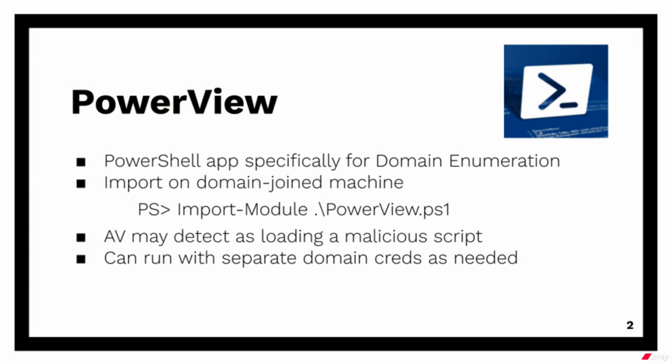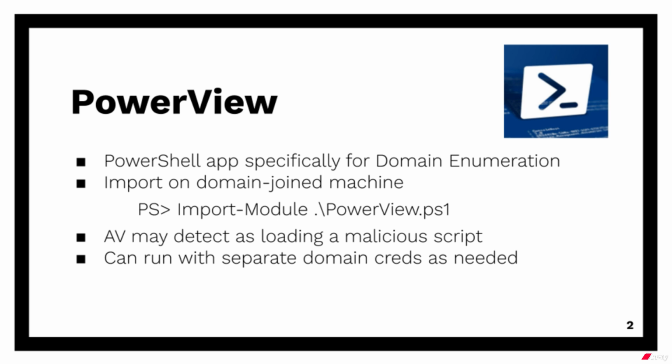PowerView is a tool specifically designed for Windows domain enumeration. It's written in PowerShell and part of the PowerSploit project under the Recon module. The PowerSploit project is relatively out of date now and will be caught by most antiviruses. There are, however, ports of PowerView, such as SharpView. It's a C# implementation of it that may help to bypass any security. Also tools such as Bloodhound actually use a modified version of PowerView for data collection.